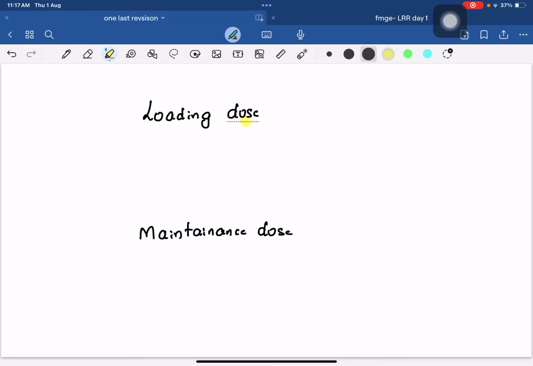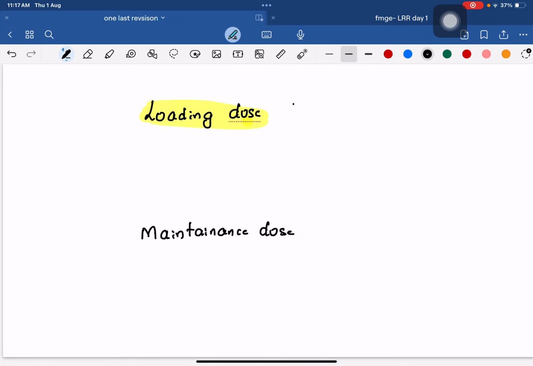Hi everyone. In this video, let me clarify what the loading dose is and what it depends on. A loading dose depends mainly on the volume of distribution of the drug. So the more the volume of distribution, the more the loading dose.